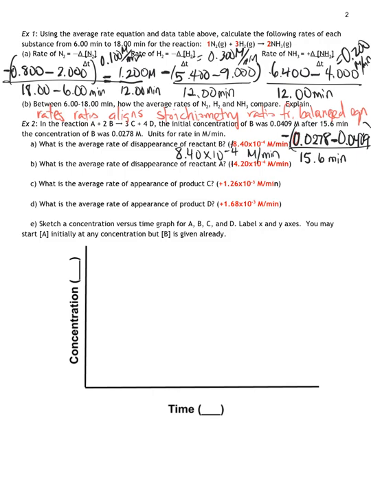So in using the mole ratio, how does A compare to B? If you look at the equation, A is going to be half of that of B. So whatever the rate is for B, A is going to be half of that. So we're going to half B's rate. And what is half of B's rate? 4.20 times 10 to the negative fourth molarity per minute.